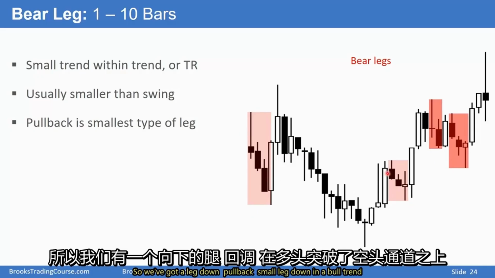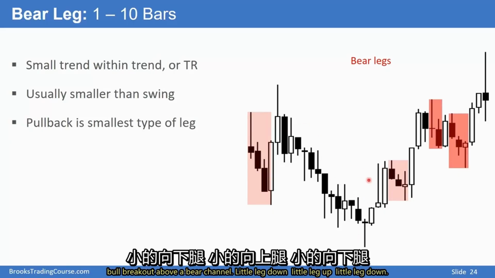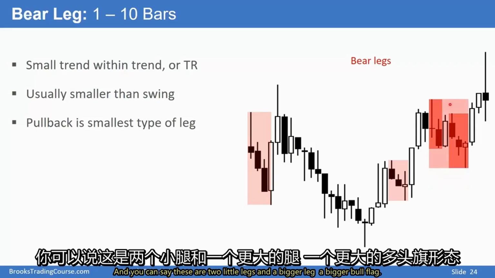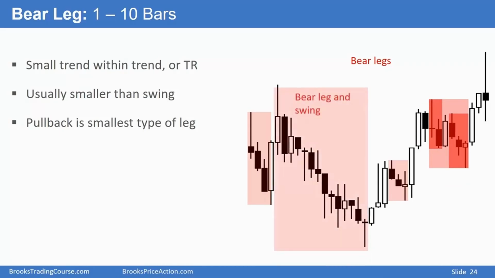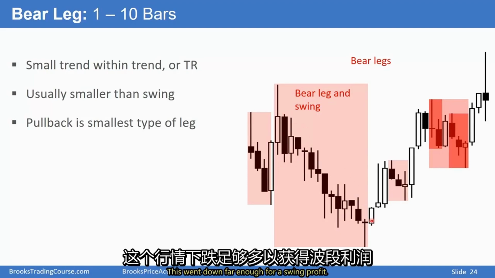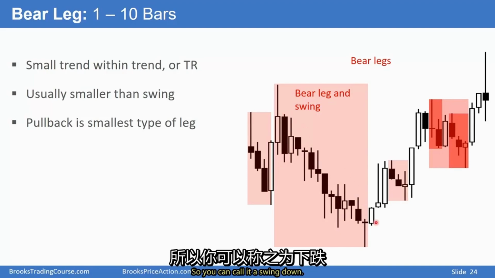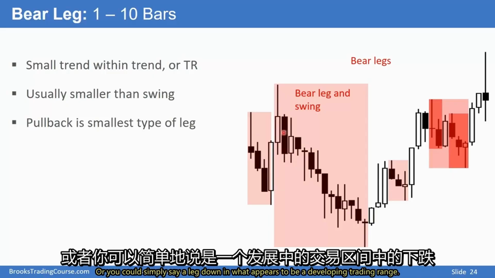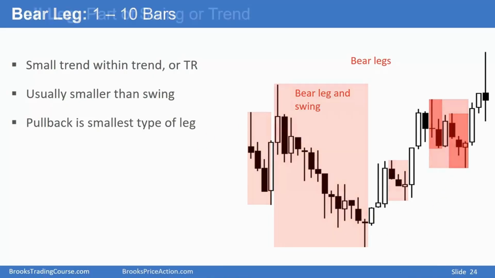So we've got a leg down, pullback, small leg down in a bull trend, bull breakout above a bear channel. Little leg down, little leg up, little leg down. And you can say these are two little legs and a bigger leg, a bigger bull flag. This went down far enough for a swing profit, so you can call it a swing down, or you could simply say a leg down in what appears to be a developing trading range.